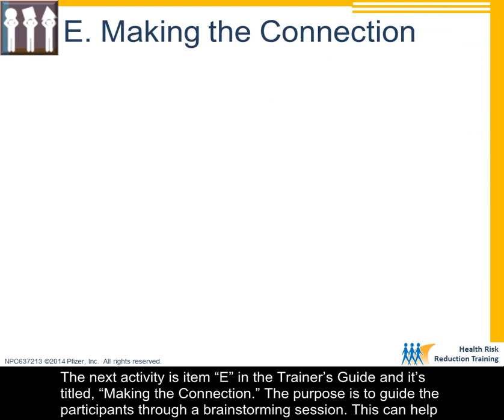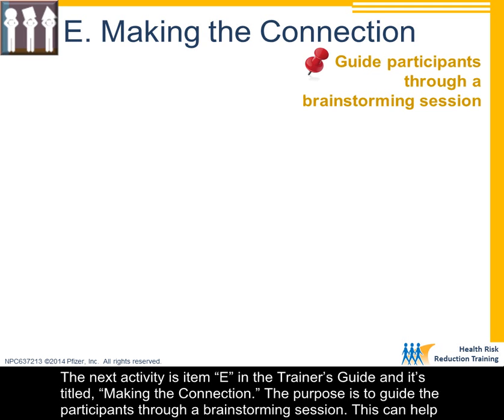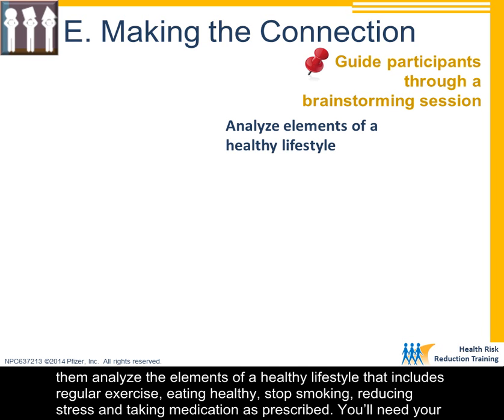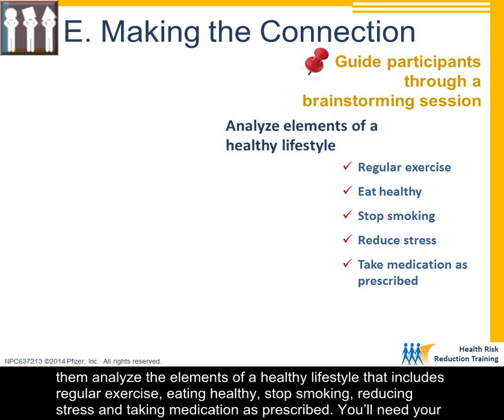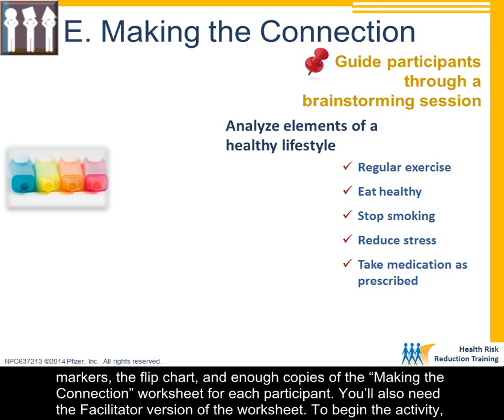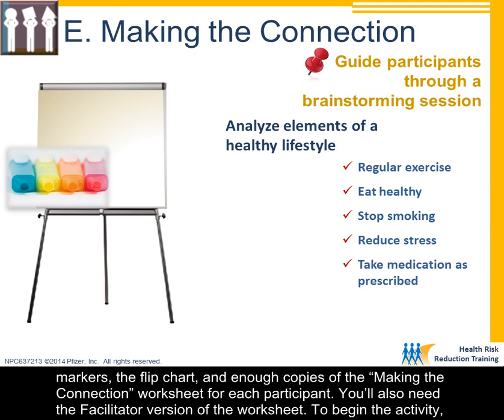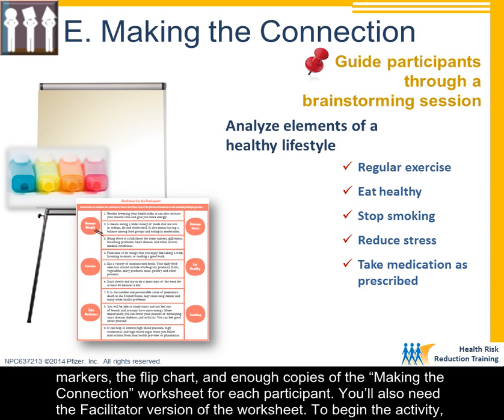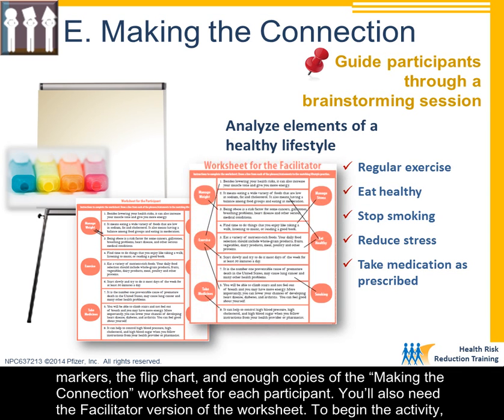The next activity is item E in the trainer's guide, and it's titled Making the Connection. The purpose is to guide the participants through a brainstorming session. This can help them analyze the elements of a healthy lifestyle that includes regular exercise, eating healthy, stopping smoking, reducing stress, and taking medication as prescribed. You'll need your markers, the flip chart, and enough copies of the Making the Connection worksheet for each participant. You'll also need the facilitator version of the worksheet.